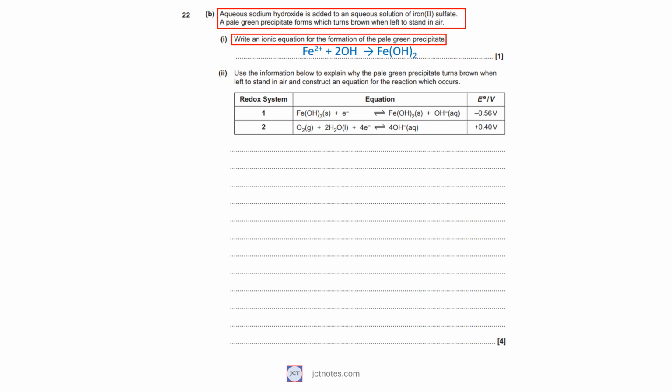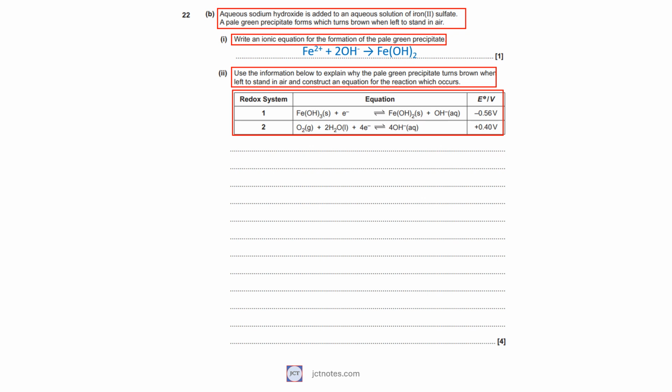In the second question, we are given a table with electrode potentials and we are asked, using the information from the table, to explain why the pale green precipitate turns brown when left to stand in air and construct an equation for the reaction which occurs. Oxidation of iron(II) hydroxide with air produces brown iron(III) hydroxide. From the given table, we can see that the redox system 2 is more positive than redox system 1, and this reaction will be favored to occur.